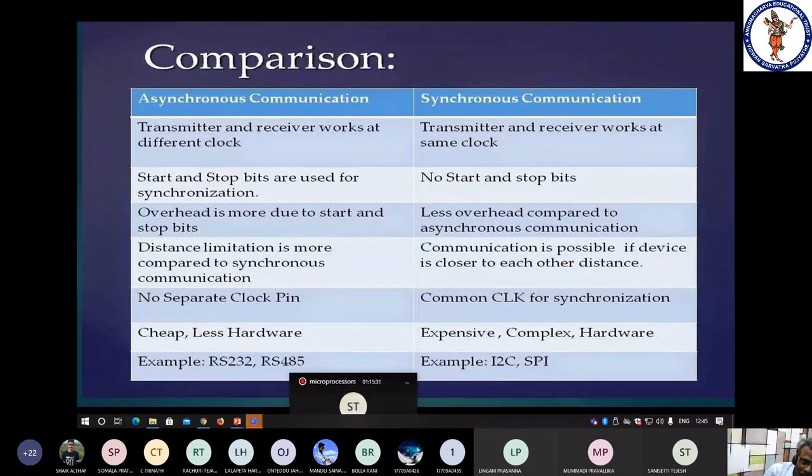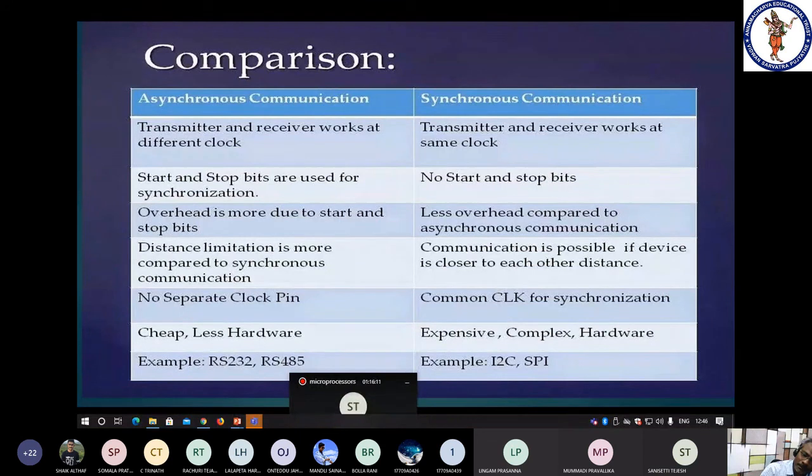But in asynchronous communication, for every character, 2 bits are added. Is it correct? Yes. For every character, 2 bits are added. In total, how many bits are additionally added? 200 bits. 800 bits for 100 characters, plus the extra start and stop bits, which is 200 bits. The total comes to 1000 bits.